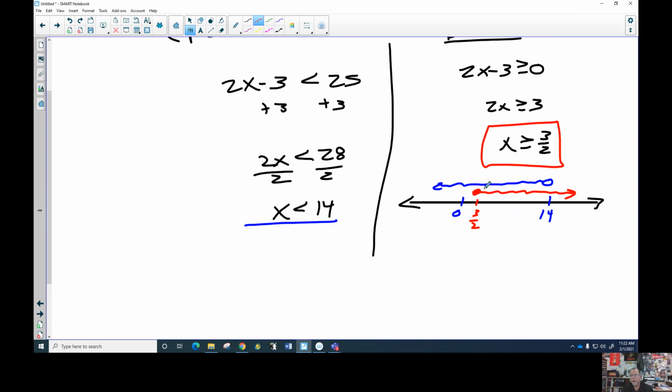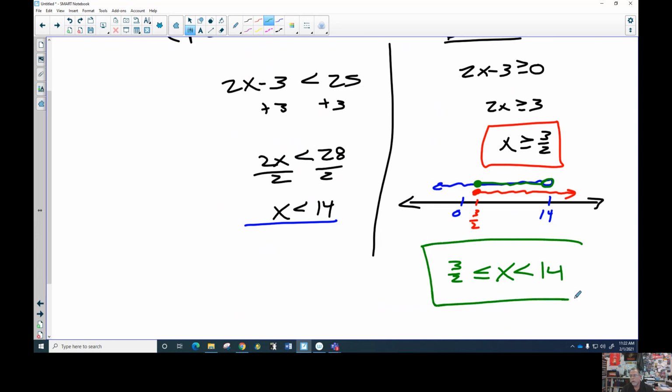Our set of solutions that are in the domain would start at 3 halves, including 3 halves, and they would go all the way until we hit this top part here. So we would say that x is greater than or equal to 3 halves, but less than 14. That would be the set of solutions here. Everything that is in the solution set, but is also in the domain, the red here. Everything below 3 halves is outside the domain. We get negative numbers under the radical is what that shows you.